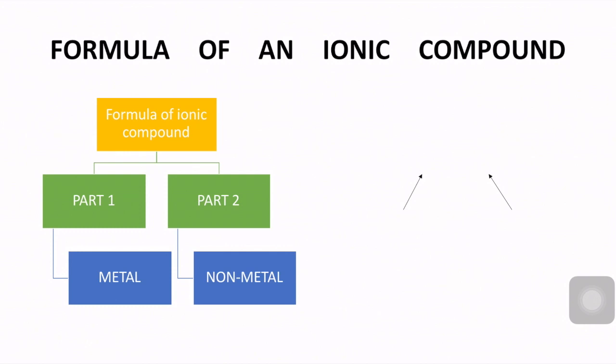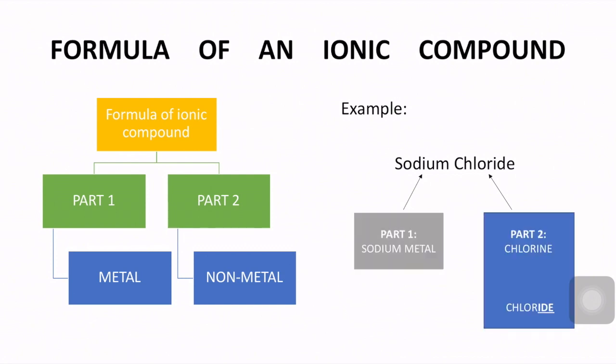Formula of an ionic compound. The name of an ionic compound is made up of two parts. The first part is made up of the metal atom. The second part is made up of the non-metal. For example, you have sodium chloride as your common salt. The first part of the name is made up of the metal sodium, whereas the second part should be made up of the non-metal atom, which is chlorine. But once you put it into the name of the ionic compound, you will need to change from chlorine to chloride, which means that you must cancel out the I, N, E at the end and change it to IDE.